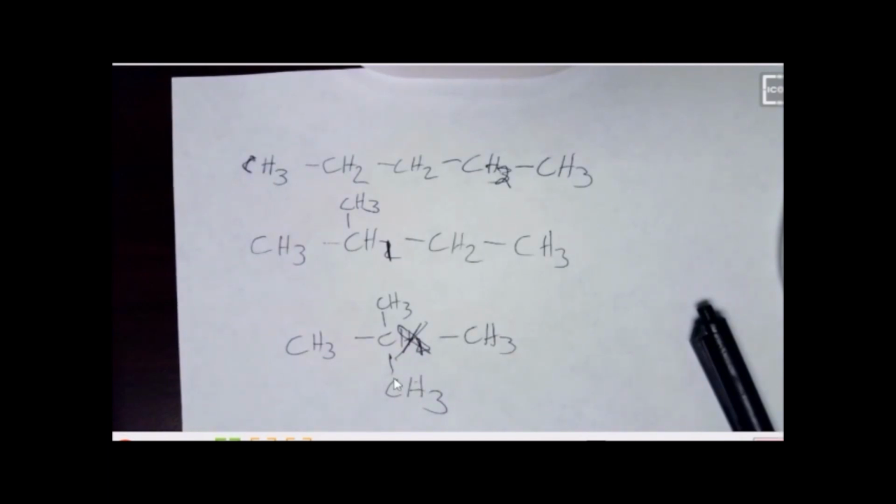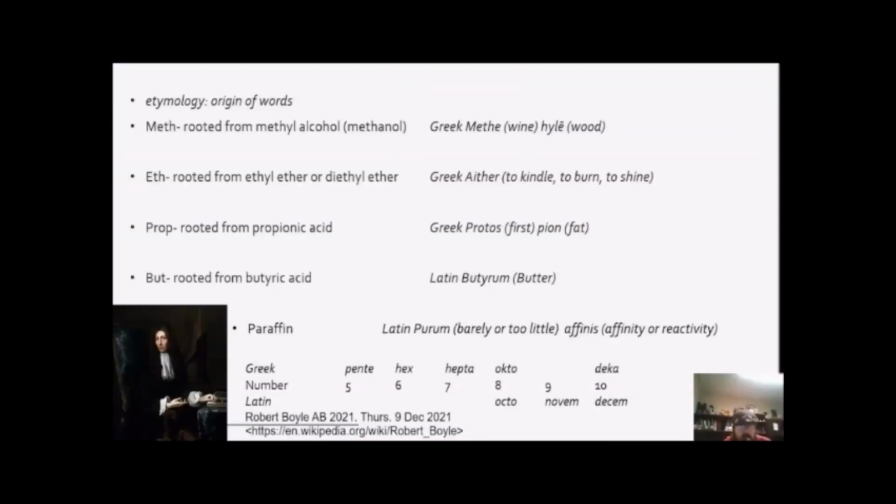So that's our three different isomers. Now, we're going to spend a little bit of time in etymology, which is the origin of words, especially chemical etymology. We'll see that a lot of these compounds have the same suffix, -ane, which refers to the family of alkanes, but they all have a slightly different root. And the first four are all rooted from their natural origins.